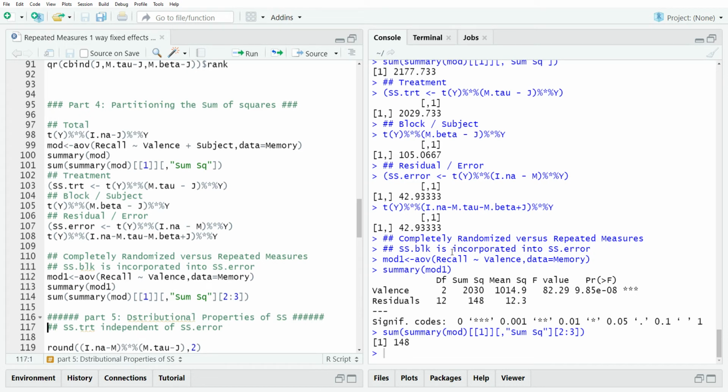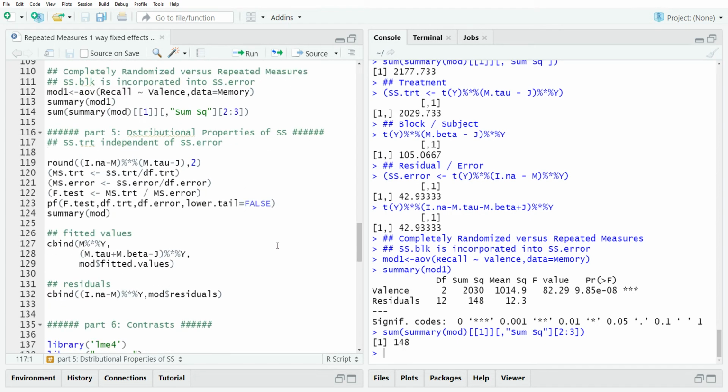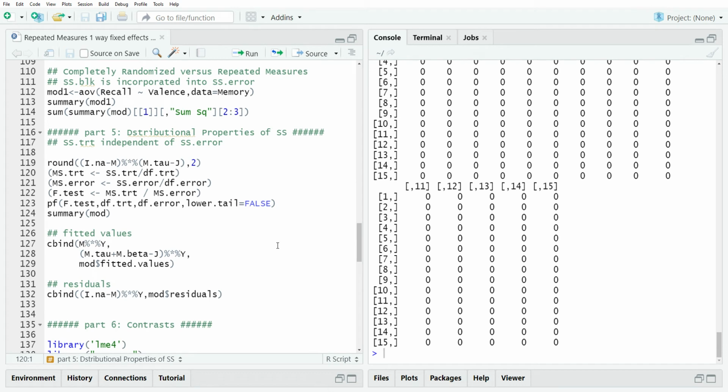Now the distributional properties was part 5 in this little mini series, and here we had to show that the two quadratic forms were independent, and so this should equal 0, and it does. So I minus M times M tau minus J, and I just rounded to 2 decimals because some of these zeros are like 0.5 times 10 to the minus 17, and it really just makes it look ugly. Now the mean square treatment is the sum of squares treatment divided by degrees of freedom for treatment.